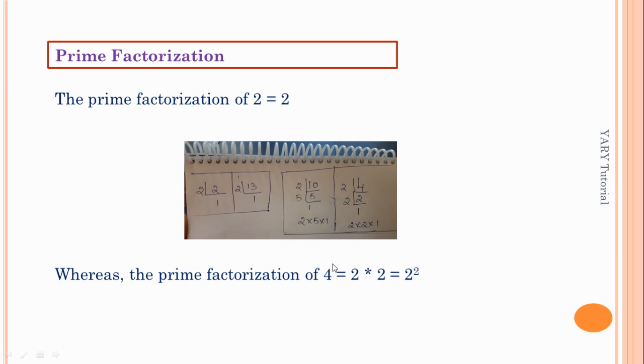Similarly, for 4: 2 twos are 4, and again 2 ones are 2. Therefore, 2 into 2 into 1 is the LCM of this. As we know, 1 can be excluded because it is neither a prime number nor a composite number. So 2 squared is the prime factorization of 4.